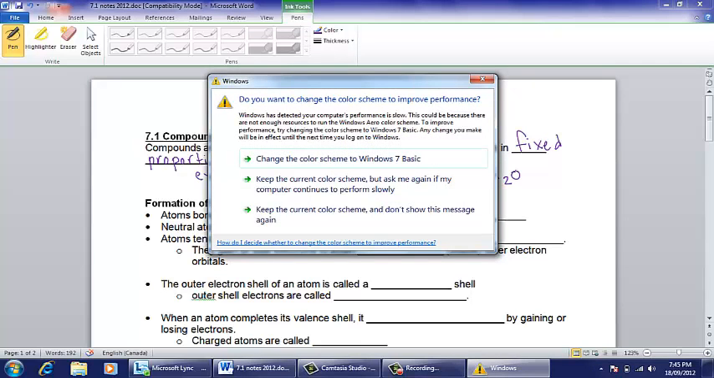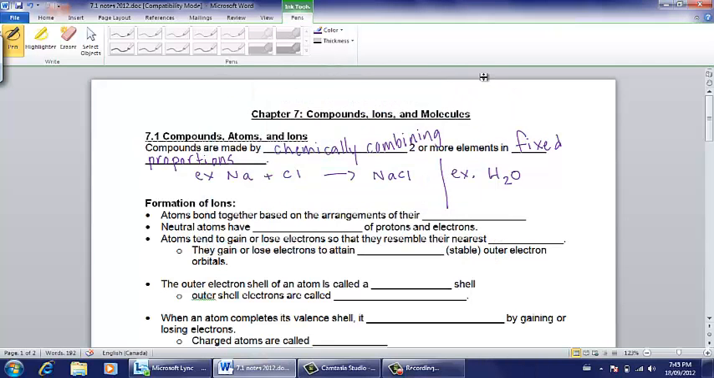So atoms bond together based on the arrangement of their electrons. Atoms that are neutral have the same number of protons and electrons. So neutral atoms have equal numbers of protons and electrons. That is to say, they have equal numbers of positive and negative charges. That's how they are neutral.